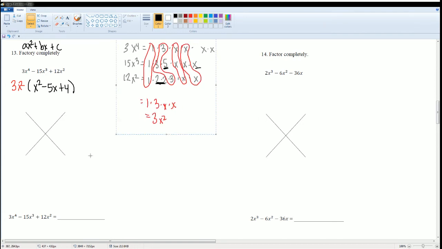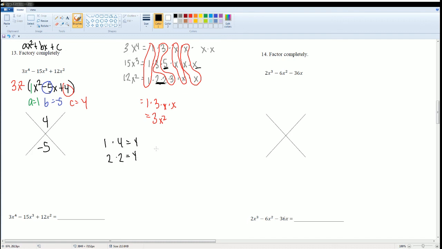All right, so let's do the diamond method. So what is your A here? Your A is the number in front, which is 1. What is your B? It's negative 5. And what is your C? It's going to be 4. So 1 times 4, it's just 4. What's the bottom number? What you multiply? Negative 5. So what multiplies to make 4? 1 times 4 gets you 4. 2 times 2 gets you 4.